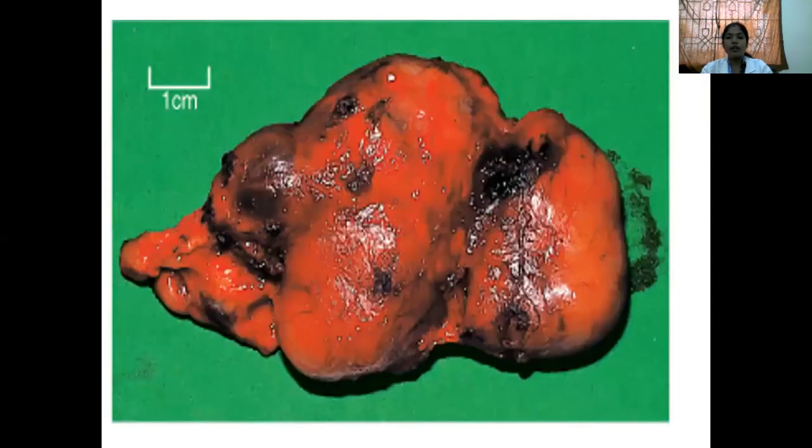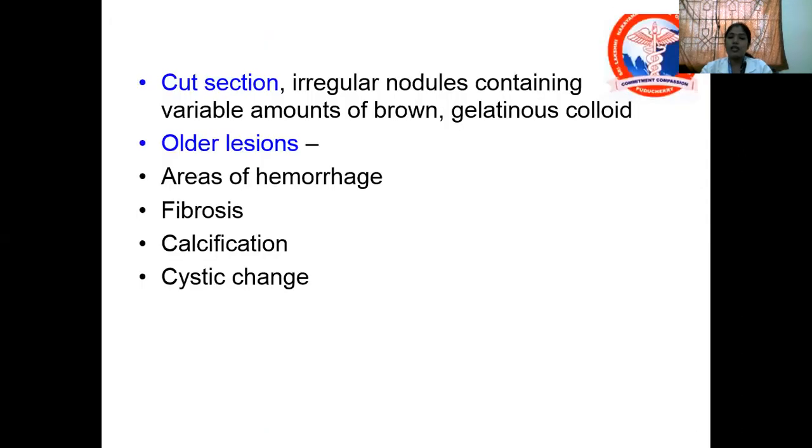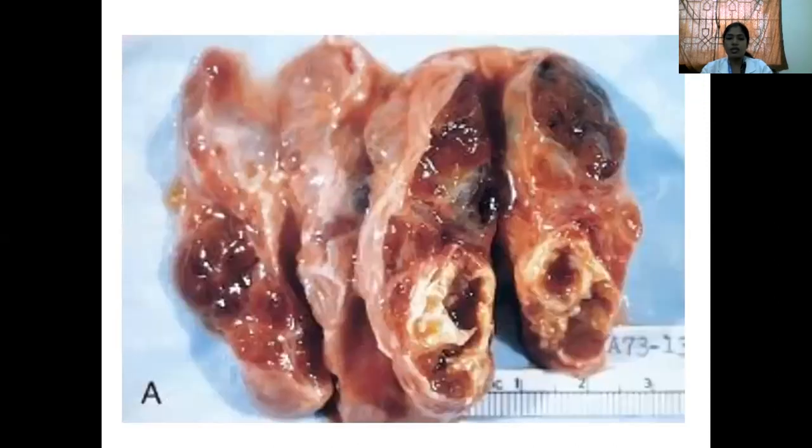This is a morphological picture, that is, the gross picture of a multinodular goiter. On cut section, there are irregular nodules containing variable amounts of brown gelatinous colloid. Older lesions will have areas of hemorrhage, fibrosis, calcification, and cystic change. So this is the cut section. Here you can see so many colloid-filled nodules, and areas of calcification and hemorrhage can be noted.